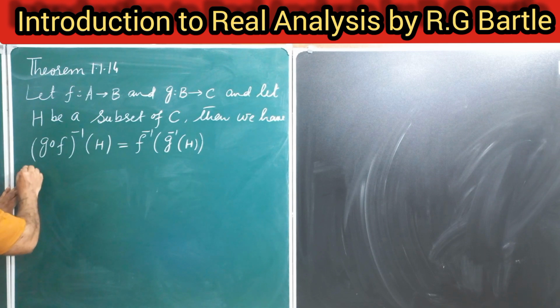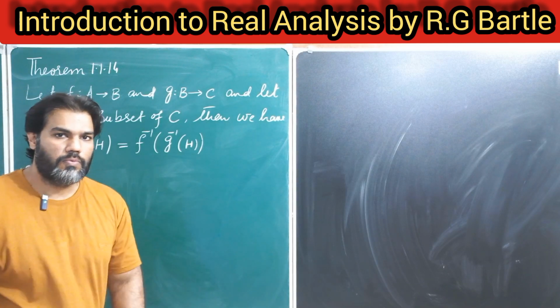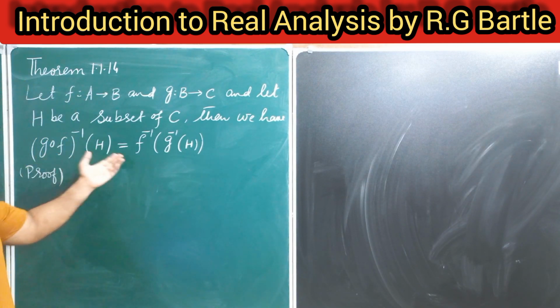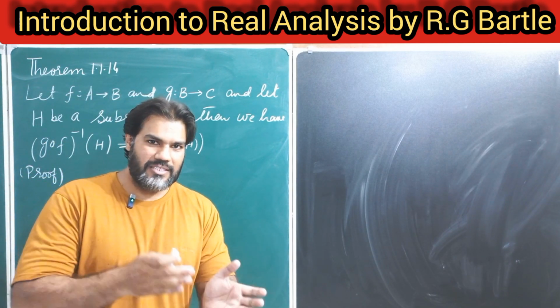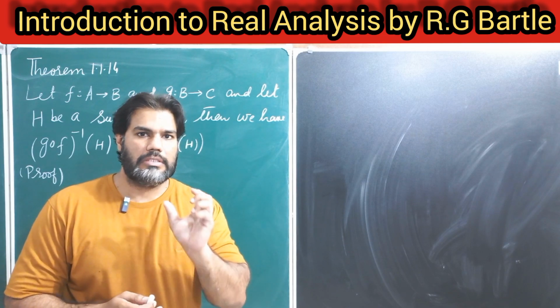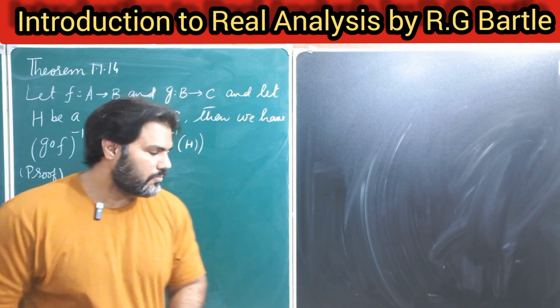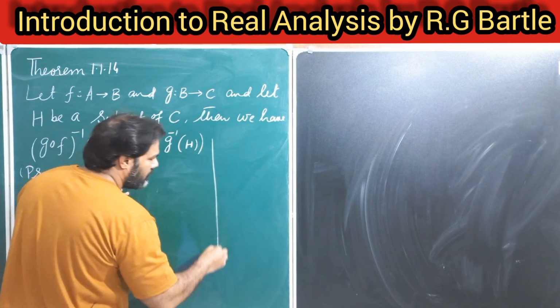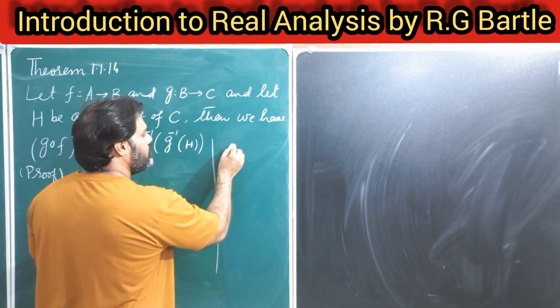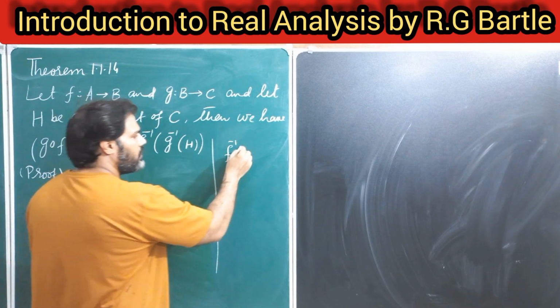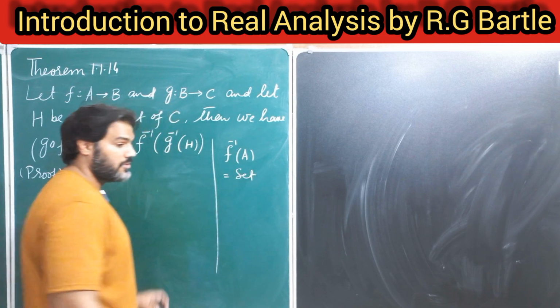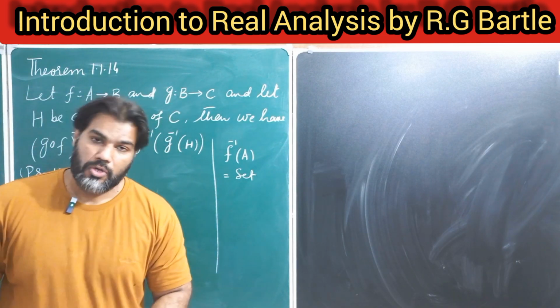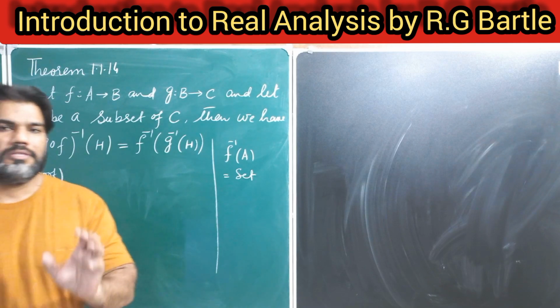So to prove this theorem, I firstly want to ask: both sides, left and right, what do they show? Either these are a numerical value or these show sets. In my previous lecture, I discussed that when we apply f inverse as a function over a set, this always represents a set. This does not represent any numerical value. So the left hand side and right hand side are both sets.